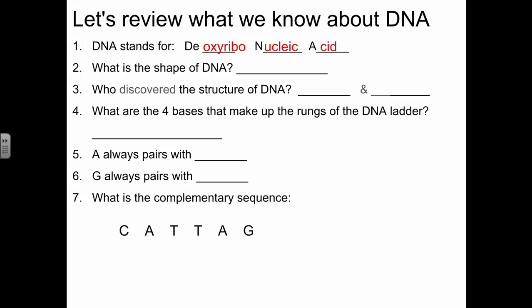What is its shape? String-like? No. What's it look like? Julia? Double helix. It's called a double helix. It looks like a spiral staircase, a twisted ladder.